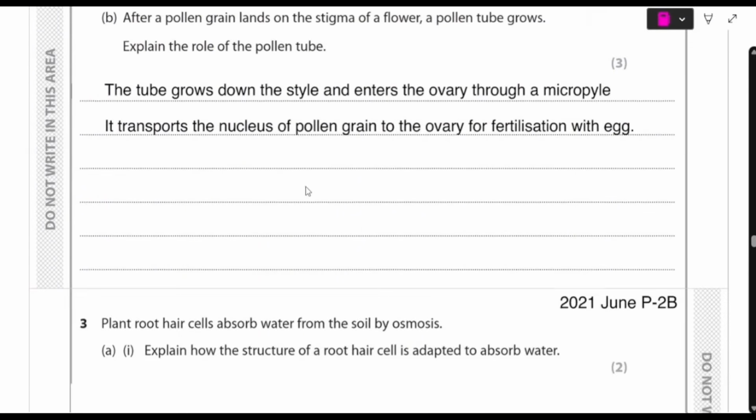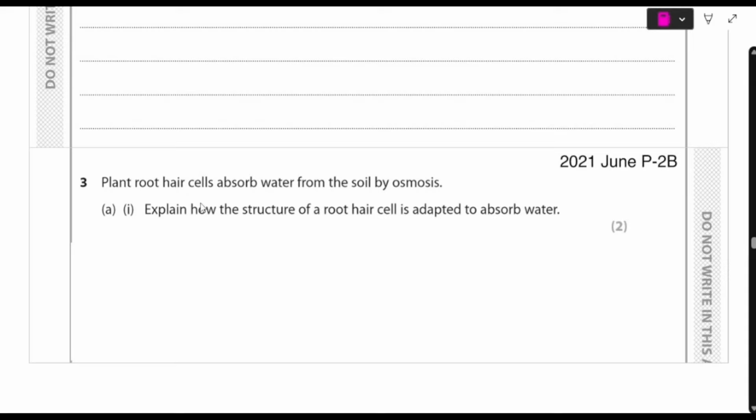A plant root hair cell absorbs water from the soil by osmosis. Explain the structure of the root hair cell that is adapted to absorb water. So we know the root hair cell is very elongated. So they have an elongated part, which allows osmosis to happen over a large area. So they're a single elongated extension of an epidermis cell in the root, which increases the surface area for absorption of water.